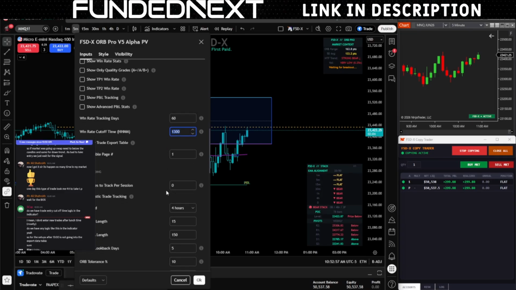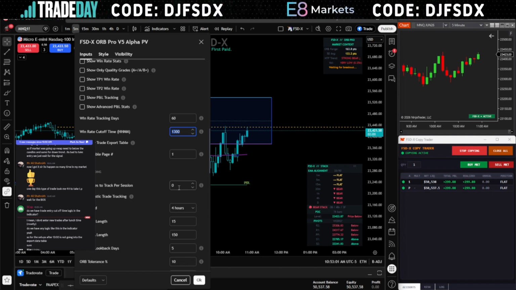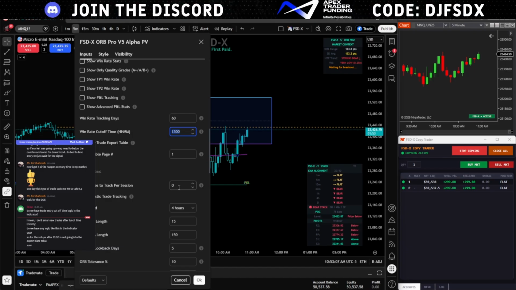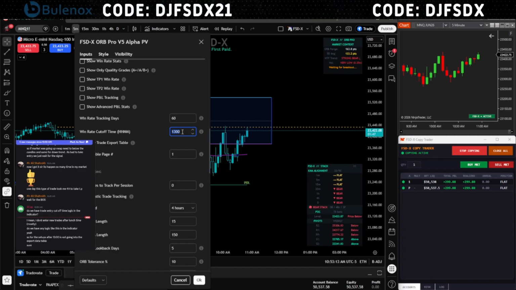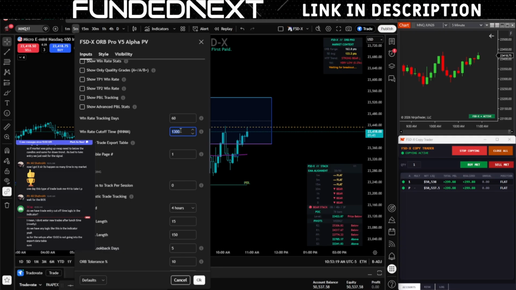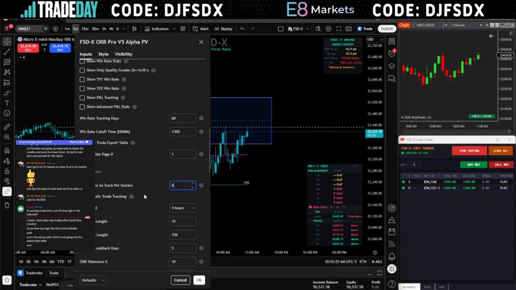Also, if you adjust the max, 0 means it will track all valid trades. This is your cutoff time. I have it set to 1 o'clock. If you wanted to set it to 3 hours after the open, you set it to like 11:30 or whatever. It won't track anything after that. This will track all valid trades.